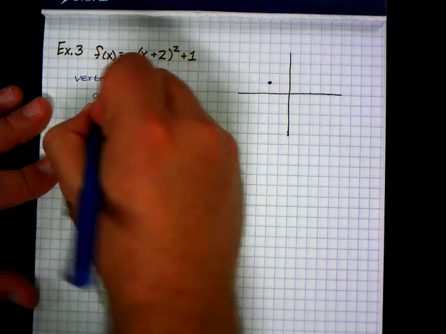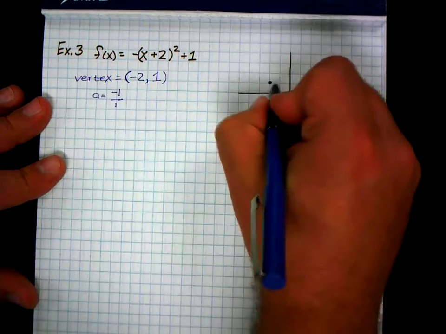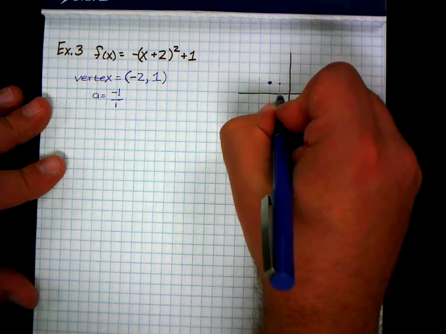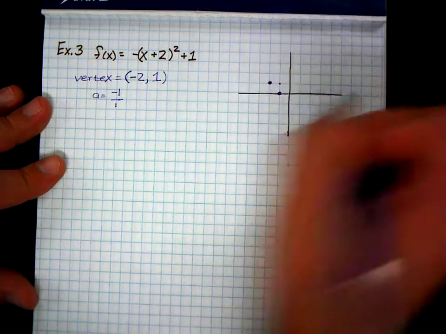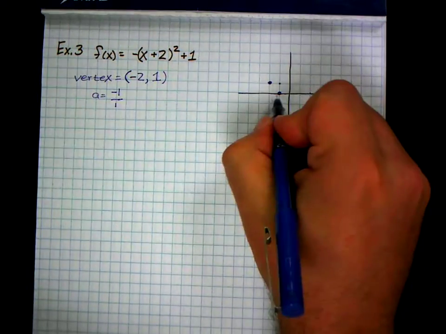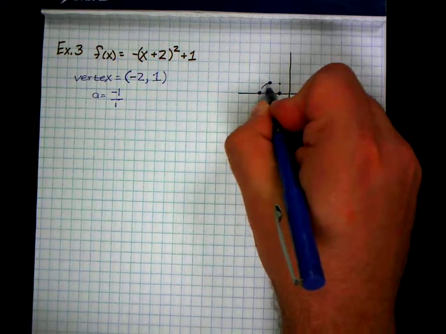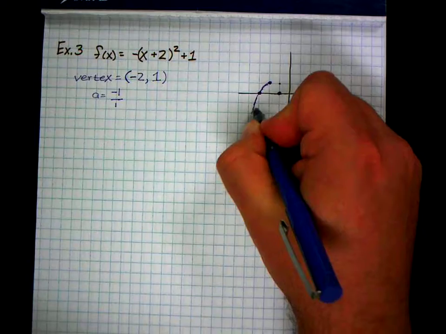Then my A value is negative 1, which means I would go over 1, down 1. I only get to use that once, though. So I use my symmetry to get my other point, and there's my parabola.